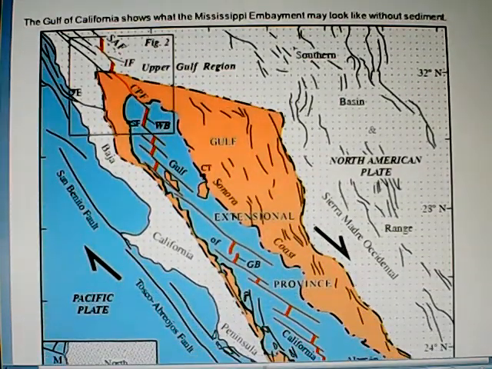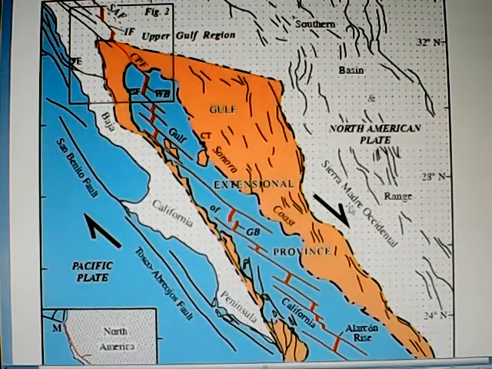Okay, here's the Gulf of California, which is similar to what the Mississippi embayment would look like if it were not filled with sediment. Like I said, the water would be all the way up to Illinois from the Gulf of Mexico.